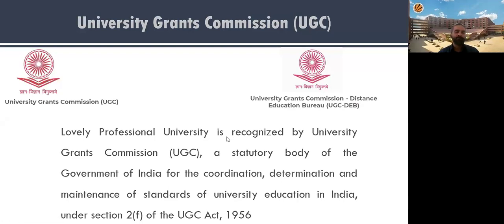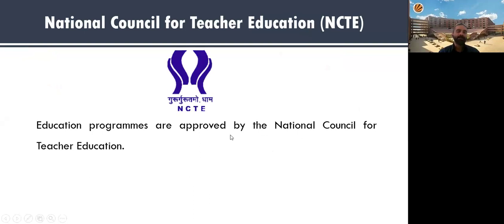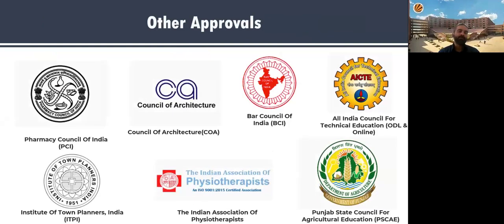Then we have another approval, NCTE. This NCTE approval is basically for the education programs, like the BSc B.Ed or B.Ed program and the M.Ed program. This approval must be there. Then we have the Pharmacy Council of India, that is PCI. This approval is required for the pharmacy programs. Like COA, that is Council of Architecture, this approval is required for the architecture program.